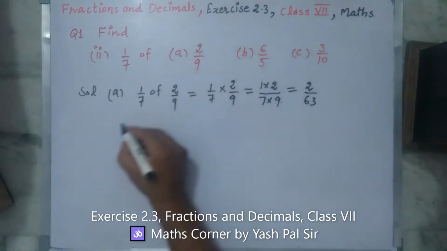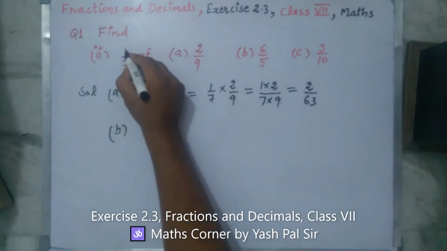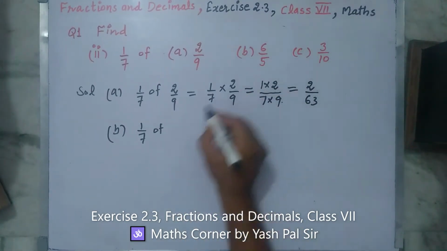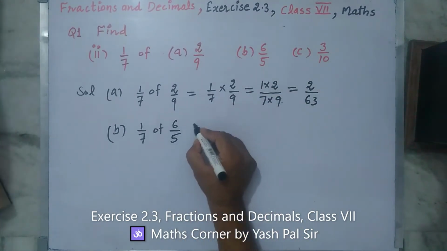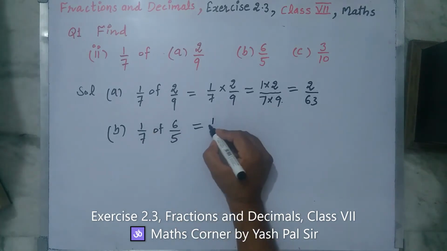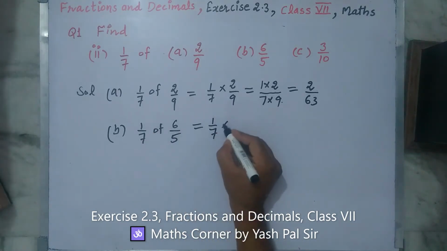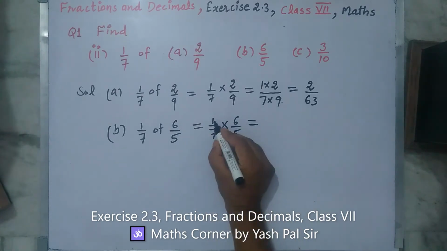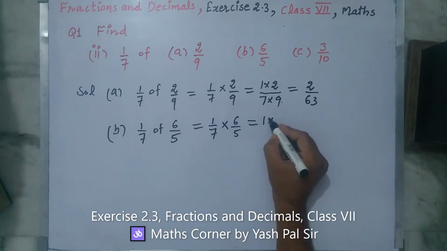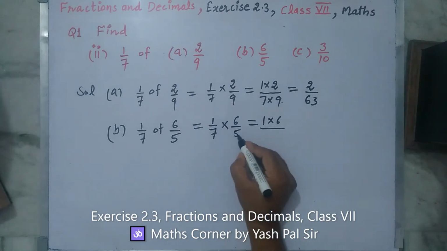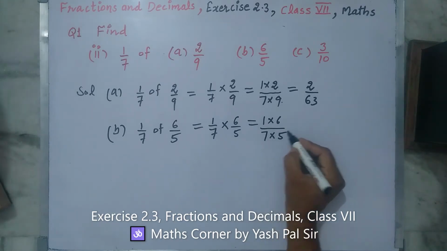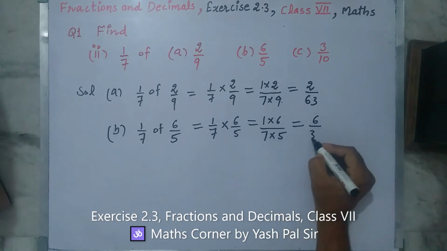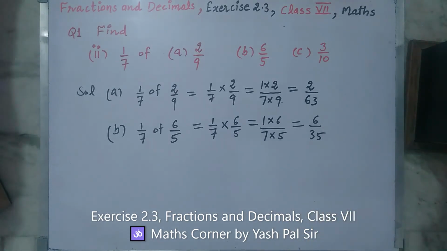Now coming to B part, we shall start from here. 1 by 7 of 6 upon 5. So how to solve now? Again writing 1 upon 7 of, meaning into, 6 upon 5. So 1 will be multiplied with 6, 7 is to be multiplied with 5. Answer is 1 into 6 means 6, 7 into 5, 35. This is the final answer.